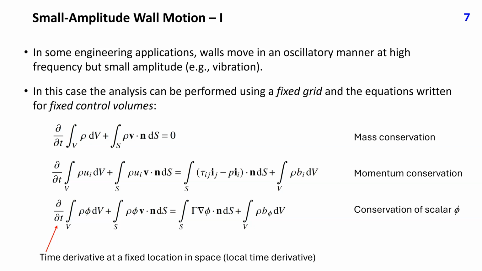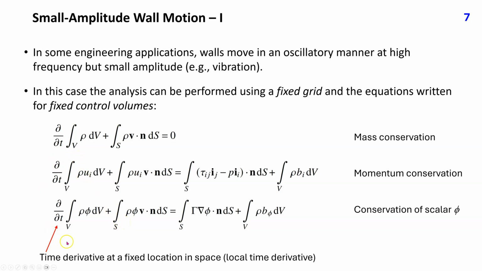In some engineering applications, walls move in an oscillatory manner at high frequency but small amplitude. An example is the vibration of cooling water channels in internal combustion engines. In this case, the analysis can be performed using a fixed grid and the equations written for fixed control volumes. Here, the conservation equations for mass, momentum, and scalar variables are shown.